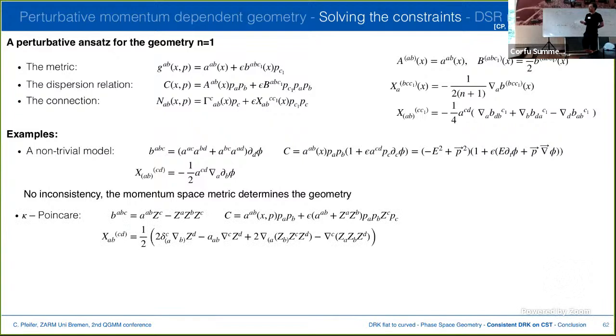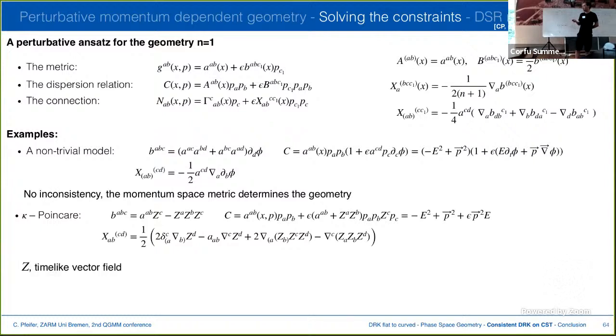Now let us look at kappa Poincaré. There, the correction to the momentum space metric is given by this form. You have a term which goes with the metric, and a term which goes with a vector field. This is just a time-like vector field on space-time, usually interpreted as the direction of the energy. You get the deformed dispersion relation, where you here have the norm of the spatial components of the momentum, and here the energy, and you get this expression for the correction to the connection.